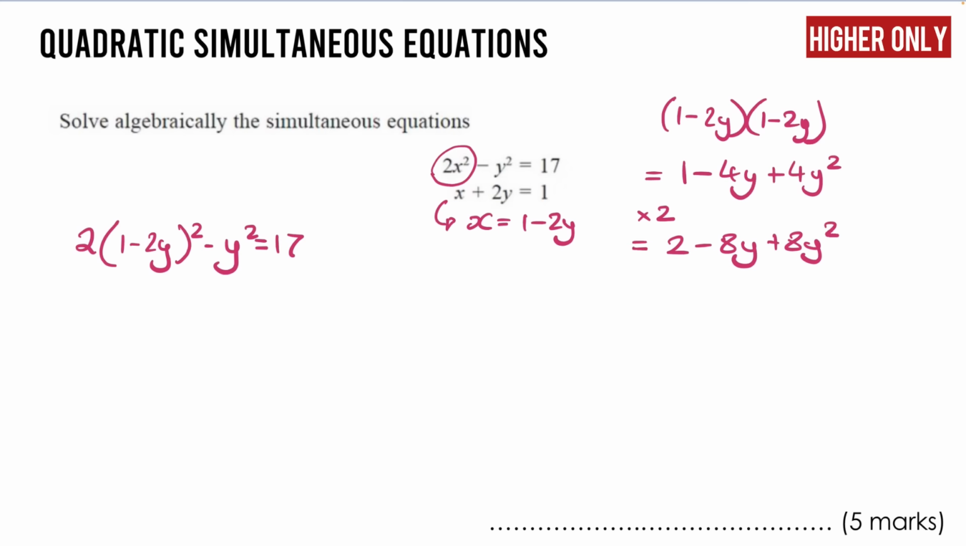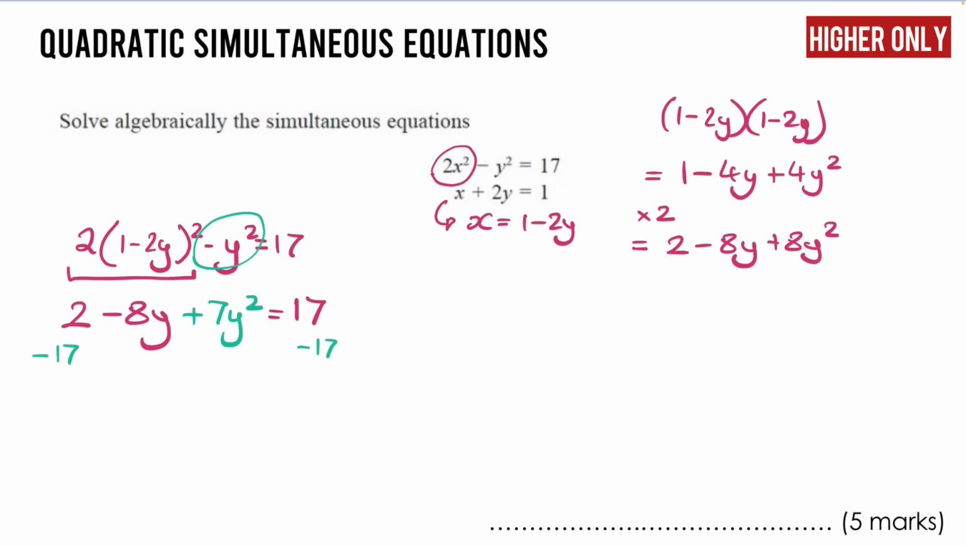That's now going to be much easier for us to replace in this part here, where we can slot that in. So 2 minus 8y plus 8y squared, and we're going to minus another y squared from it, so we may as well write plus 7y squared in this spot, and then we have equals 17. We now need to minus 17 from both sides so that it's equal to 0, and we probably want to arrange these so that the y squared is written first. So let's arrange it so that the 7y squared is at the start, the minus 8y is in the middle, and 2 take away 17 is minus 15. Now that is equal to 0.